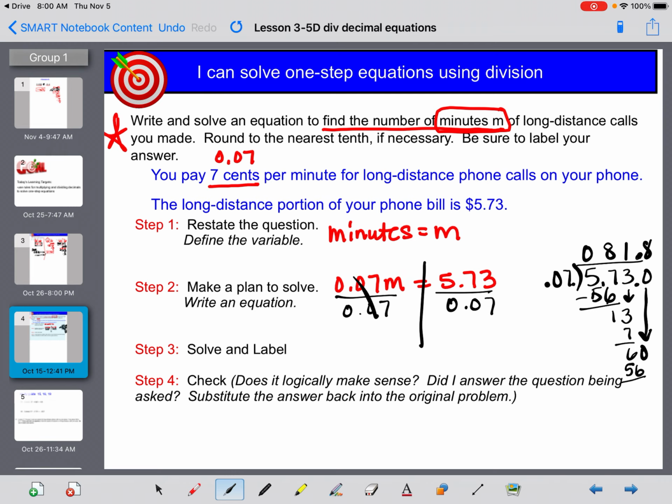8 times 7 is 56. Add another 0. 7 goes into 40, 5 times. Then I need to add another 0. 7 goes into 50, 7 times. Boy, I'm running out of room here for you. And here's where I can stop, because it told me to round to the nearest tenth. I should have stopped before that, actually. To round to the nearest tenth, I look at the 5. The 5 tells me to round up, and so I would say 81 and 9/10 minutes.